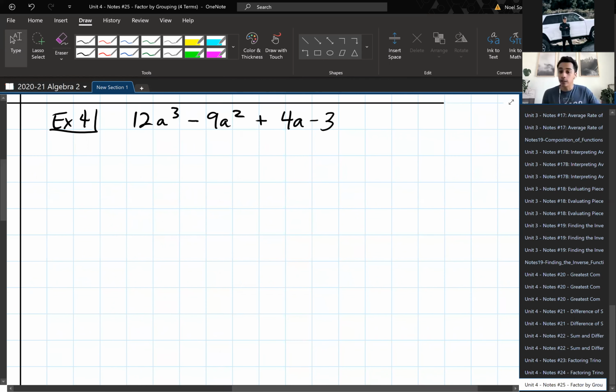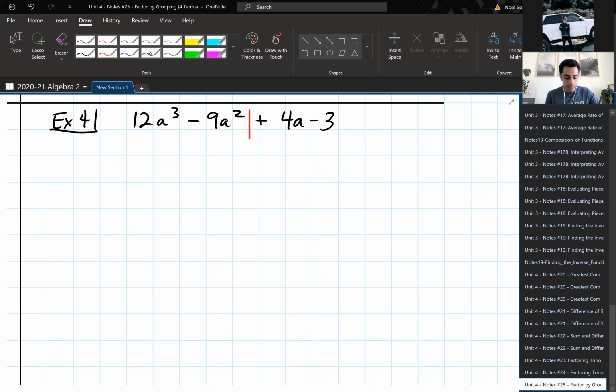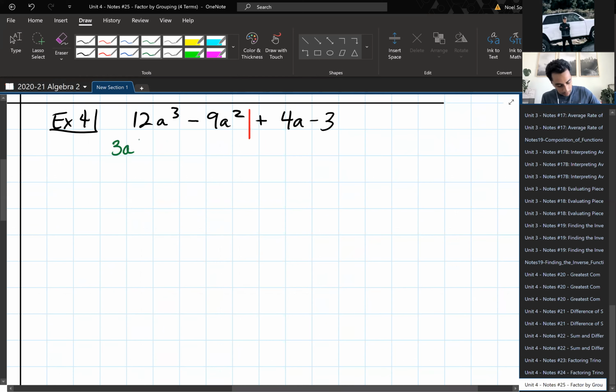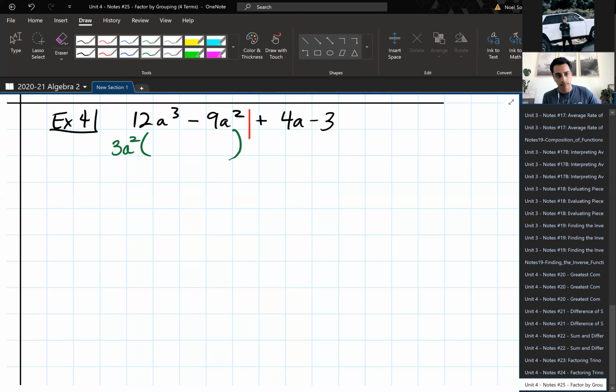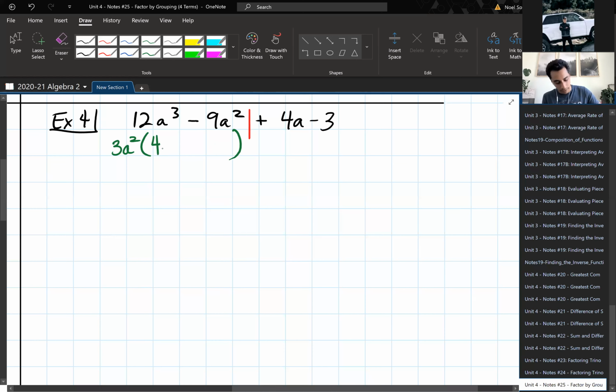All right, let's try the traditional method this time. Let's split this up into 2 terms after the second term. What is the GCF of our first 2 terms here? Yeah, it looks like they can both be divided by 3. They both have a in common, and the lowest power they share is a squared. So we can factor out 3a squared. What's left? Yeah, 4a, and then minus 3.